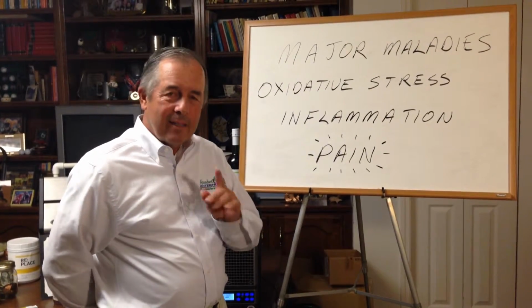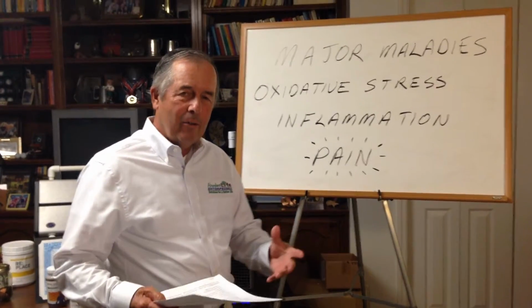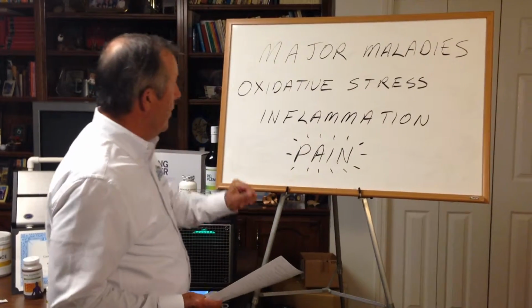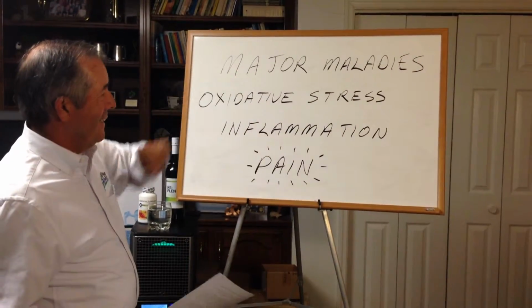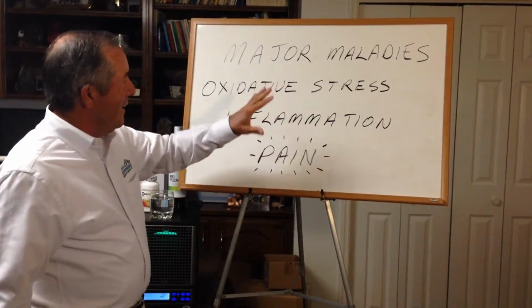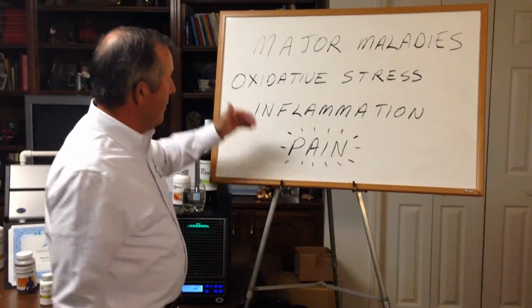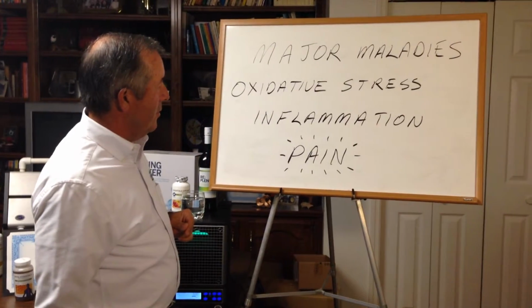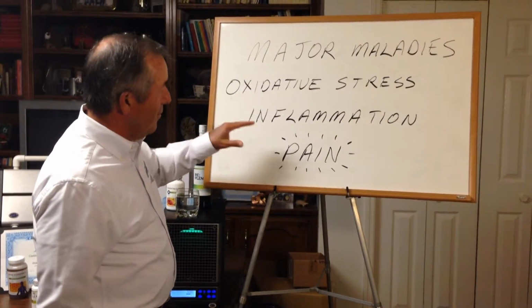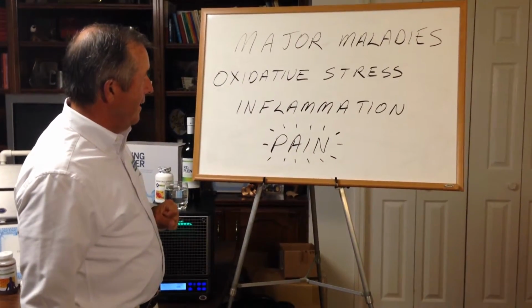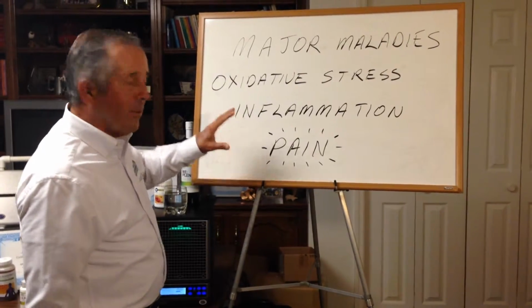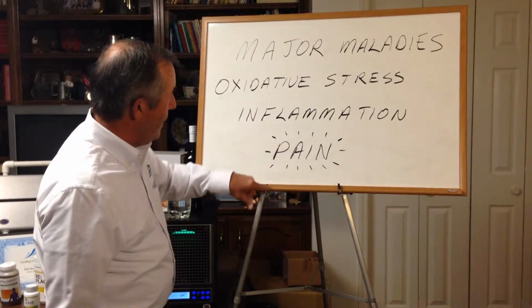Back again, continuing our series on health challenges and especially talking about major maladies. We'll talk tonight about how major maladies a lot of times can be brought on by something called oxidative stress, which creates an inflammation in different parts of the body. And when we have that inflammation, very often it creates pain.